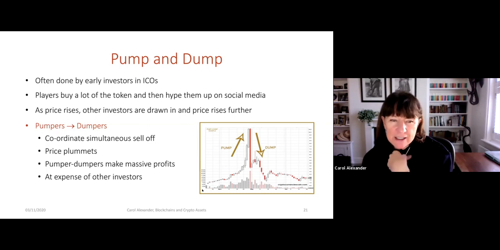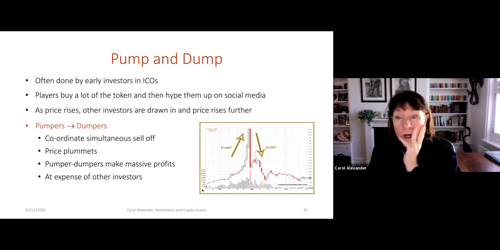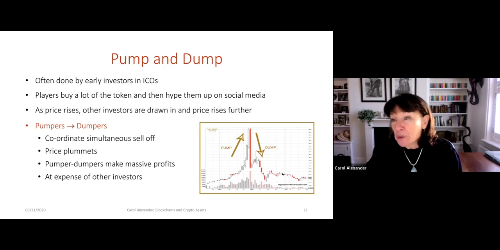And as prices rise, other investors are drawn in. I didn't do that because I knew about pump and dump. But the price rises more and more, and then those people that got the early tokens at a very low price down here hype it up, and when they collude, there's not just one of them, lots of them do it, and then they do a simultaneous dump when it gets high enough and take their profits. But of course, the later investors are suddenly left with a coin that they bought at 10 and it's then valued at 2.